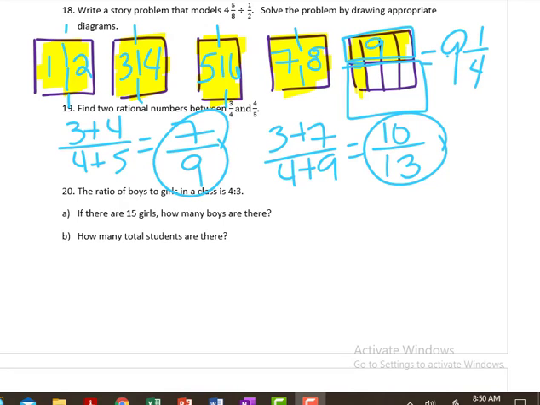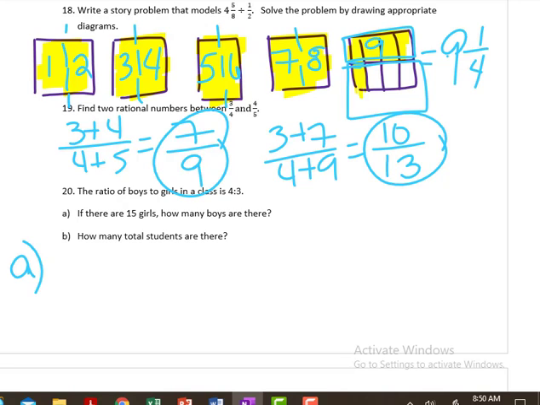The ratio of boys to girls in a class is 4:3. If there are 15 girls, how many boys are there? And then B, how many students total are there? So for A, we're going to use proportions with the ratios. Since it is boys to girls and it's 4:3, that means for every 4 boys, there are 3 girls.